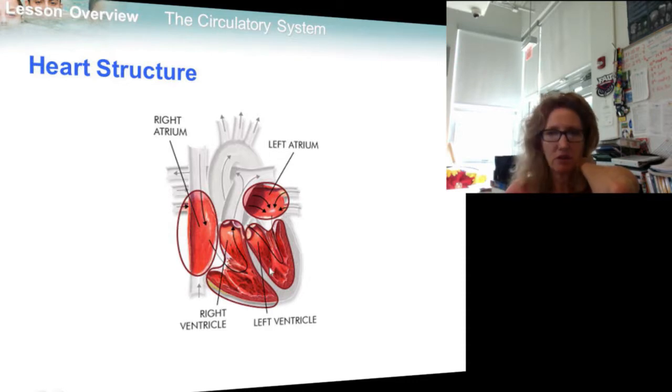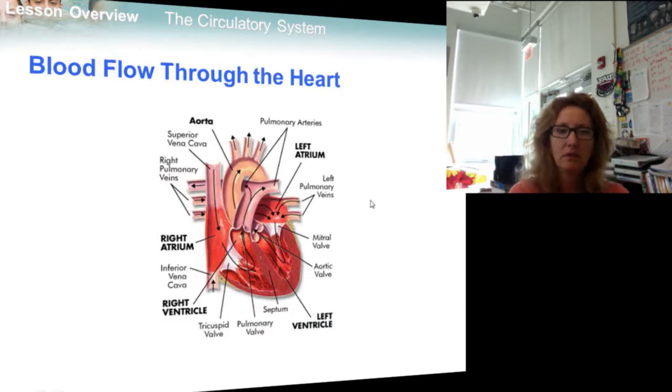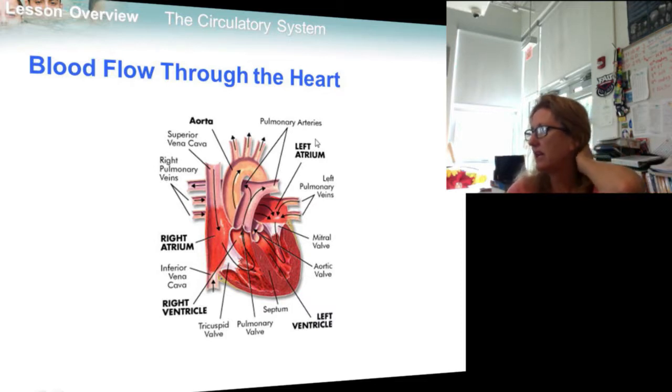Upper chambers, lower chambers. Each upper chamber, or atrium, receives blood from some part of the body, and the lower chamber, or ventricle, pumps blood out of the heart, goes around and back out again. Blood from the body enters the heart through the right atrium. Atrium right here, okay, right atrium. Blood from the lungs enters the heart through the left atrium, right here.